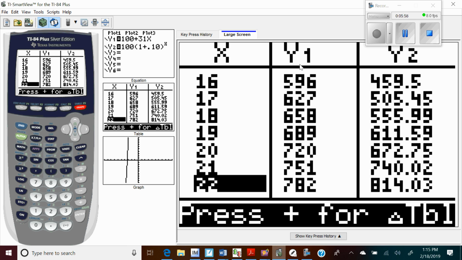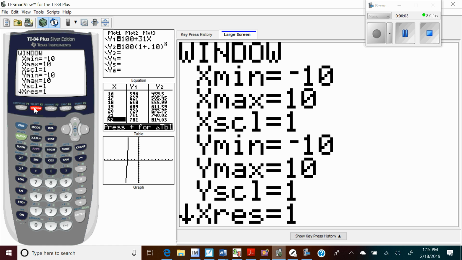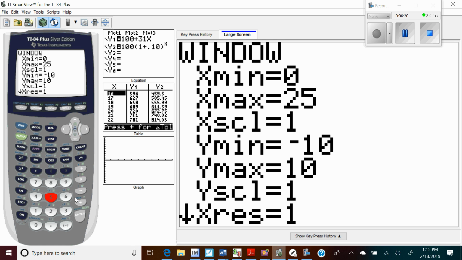Now, to plug those values in, what you want to do is go under Window. Okay, and remember, we want the x minimum to be 0. So we type in 0. The x max, we said it's going to be 25. And the x scale, we can leave that as 1, or you can make it 2. Matter of fact, let's just make it 2. That way, every tick mark is 2 units here. So we're going to make that 2.